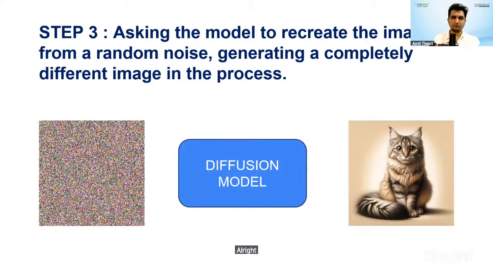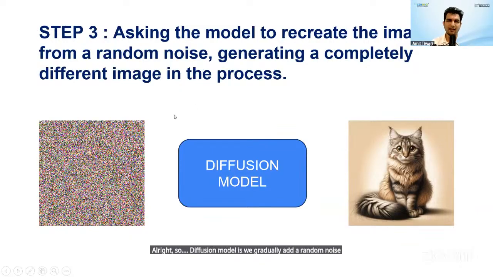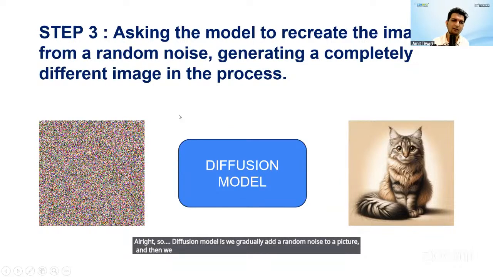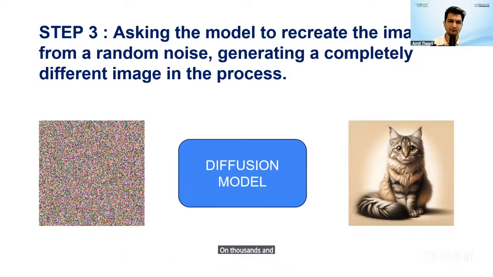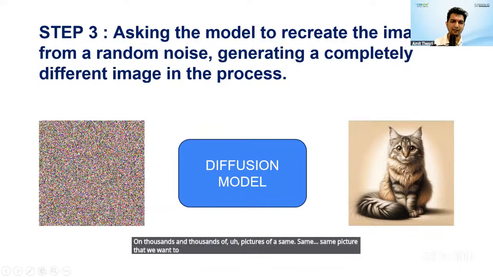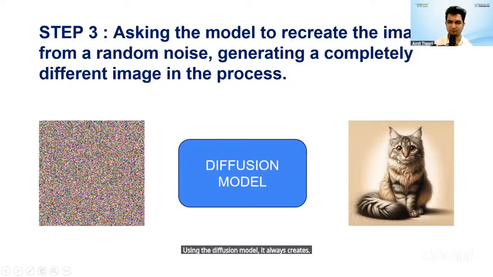All right. So a diffusion model is where we gradually add random noise to a picture, and then we train this model on thousands and thousands of pictures of the same picture that we want to generate. And from a random noise, using the diffusion model, it always creates the right picture.